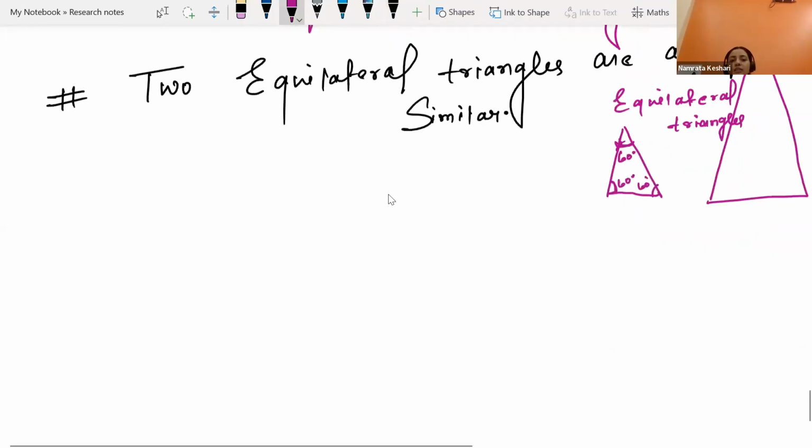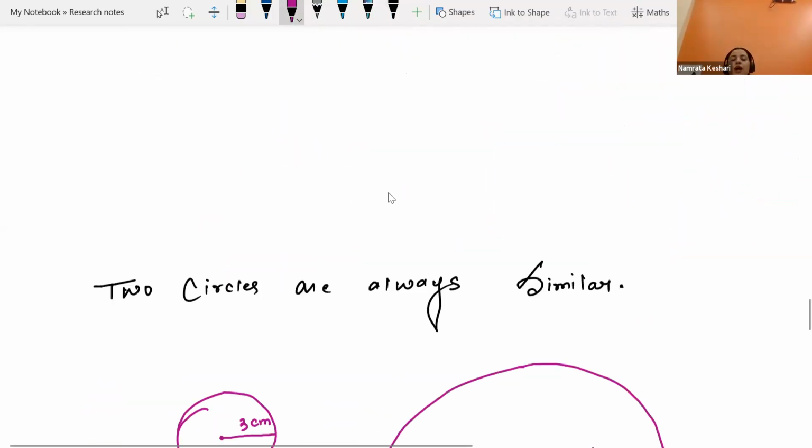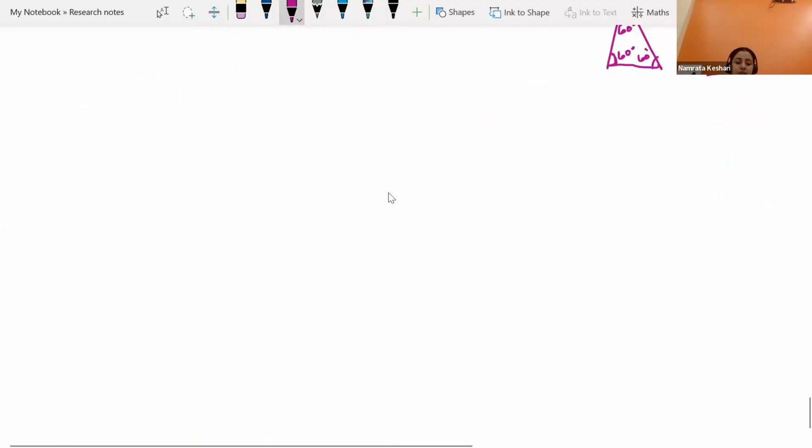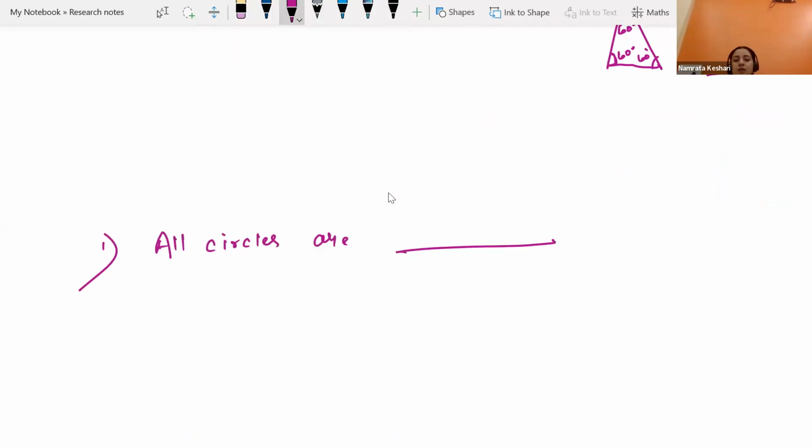Now the next one. On the basis of these concepts, you have fill in the blanks in the first exercise. Check it. The fill in the blanks are like this. All circles are dash. Okay, options are given over here. It may not be given in your exam. Here it is given: all circles are congruent or similar.